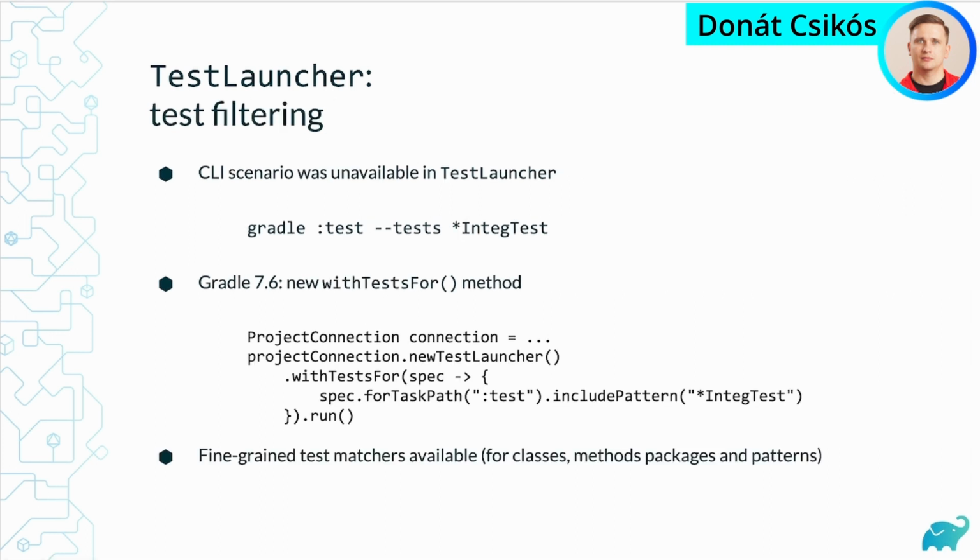The last implemented feature is custom test filtering. The test task can be configured with custom filter patterns, which can be done in the build scripts and on the command line, but not via the test launcher interface. In Gradle 7.6, we added the withTestsFor method, which allows IDEs to declare custom filters, such as test classes, test methods, packages, and custom test patterns.